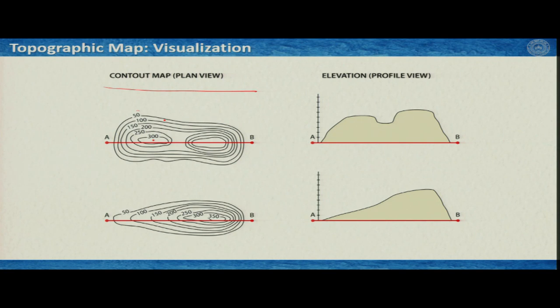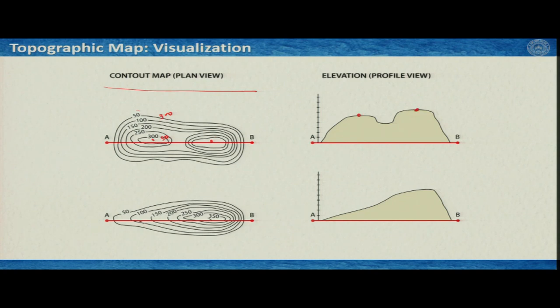Now if I have to make a cross section from A to B of this region, then I should get something like this. If the values are given, then it should be like this. Now if the values are the opposite way, for example this one is 300 and this one is 50, then A to B in this case should be something like that. So these are actually depressions, but here the values are increasing towards the core of this contour. So you have two hillocks here, one hillock this one, another hillock this one.